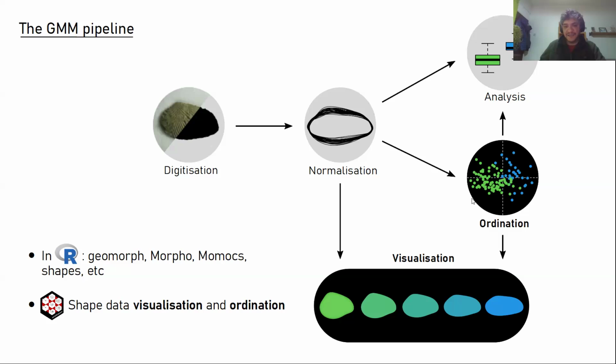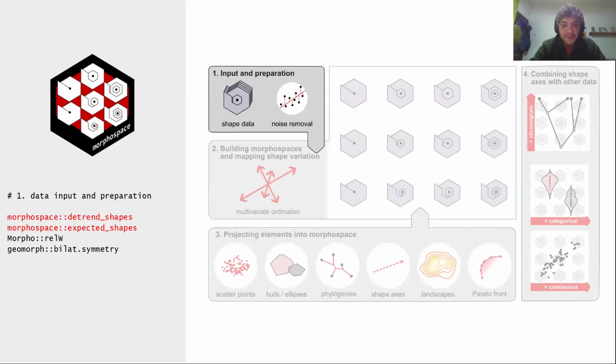Morphospace is only concerned with the stages of the geometric morphometrics pipeline of shape data, ordination, and visualization. It does nothing on the fronts of digitization, normalization, or the many statistical tests that exist for shape data. For those, you should use packages such as Geomorph, Morpho, Momocs, and others, which, by the way, morphospace is built to work together with. So going to the workflow itself, the first step of this workflow is to clean your shape data so you can remove some sources of variation that are embedded in it that can be acting as noise.